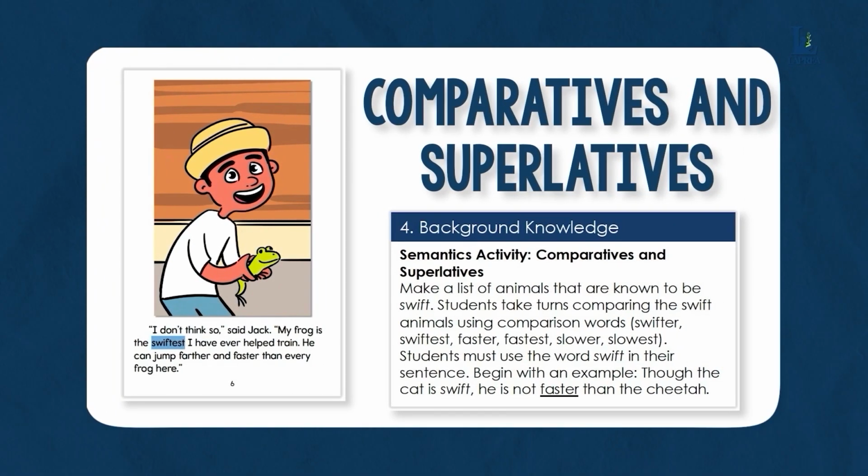Second activity is comparatives and superlatives. In this particular book, I would look at the word swiftest. For this activity, I would kind of make a list with animals that are actually known to be swift, right? And we would take turns comparing these swift animals using comparison words like faster and fastest and slower and slowest. And the students must use the word swift in their sentence. For example, though the cat is swift, he is not faster than a cheetah. So this is the way I would bring in, again, looking at the vocabulary word and using comparatives and superlatives. Again, I'm just going through these ideas really, really quickly.